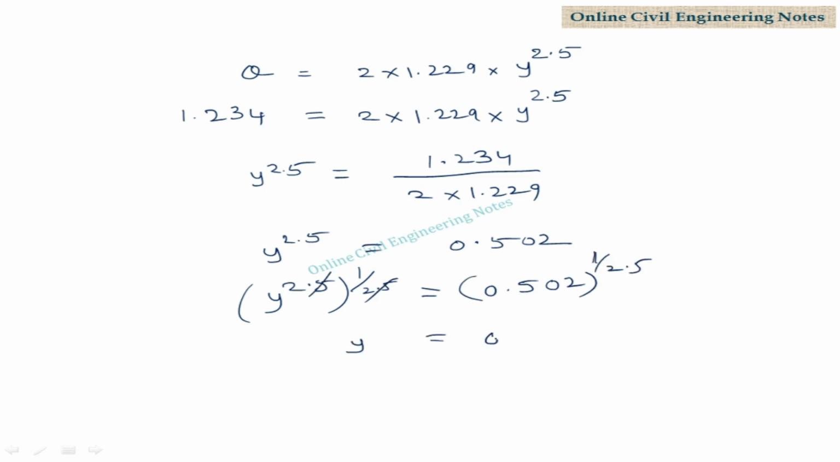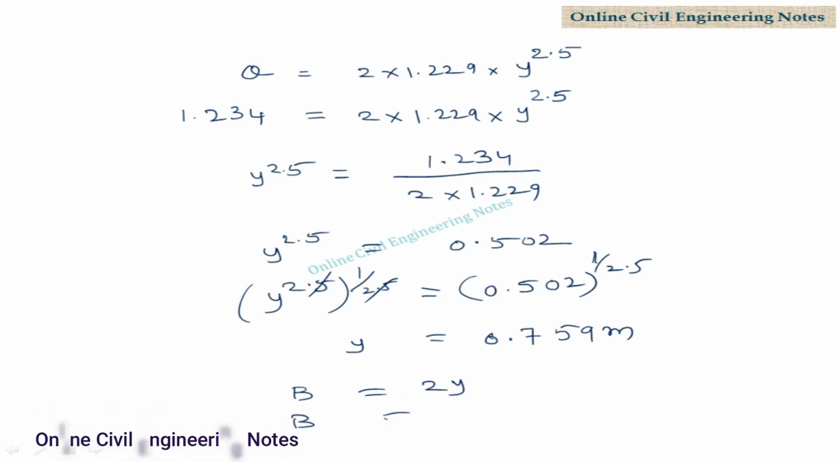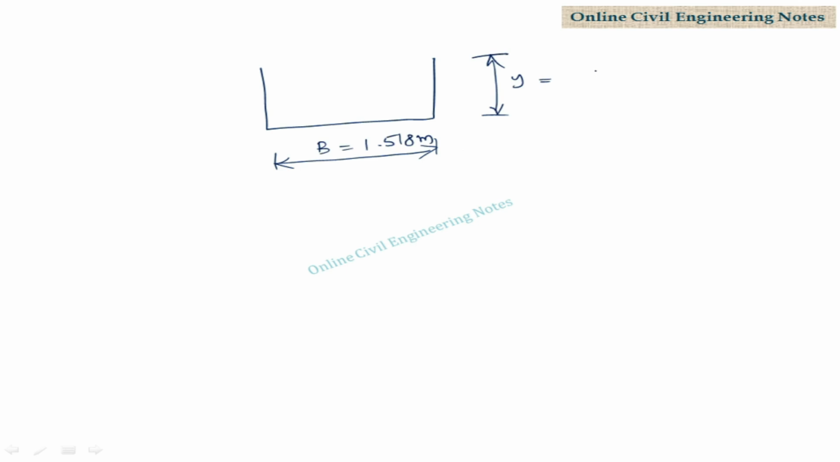Y is equal to 0.759 meter. We know b is equal to 2y. Substitute this y value here. B is equal to 2 into 0.759. B is equal to 1.518 meters. For the conditions given in the question, the most economical section of the rectangular channel should have the bed width of 1.518 meters and depth equal to 0.759 meters.